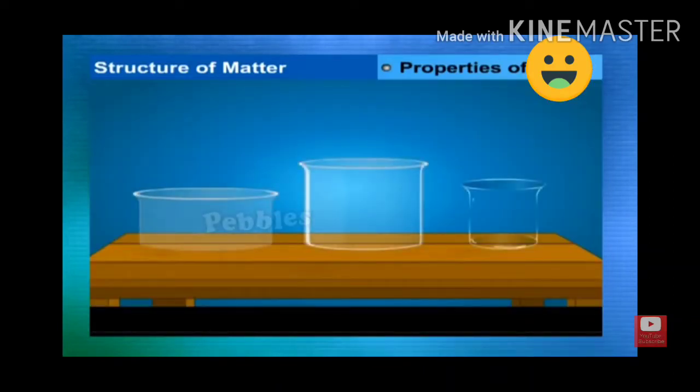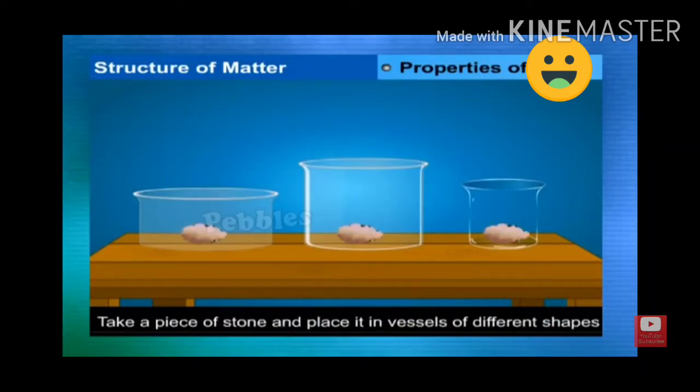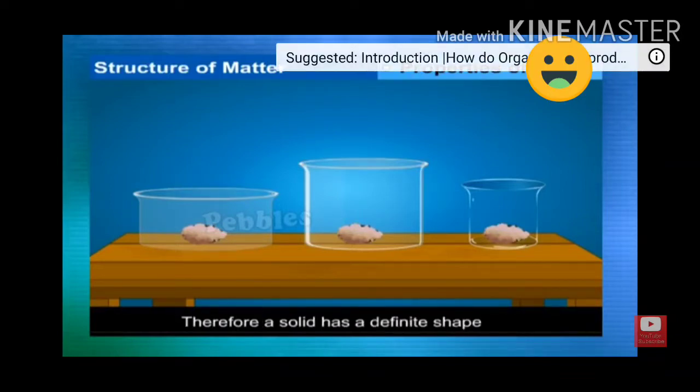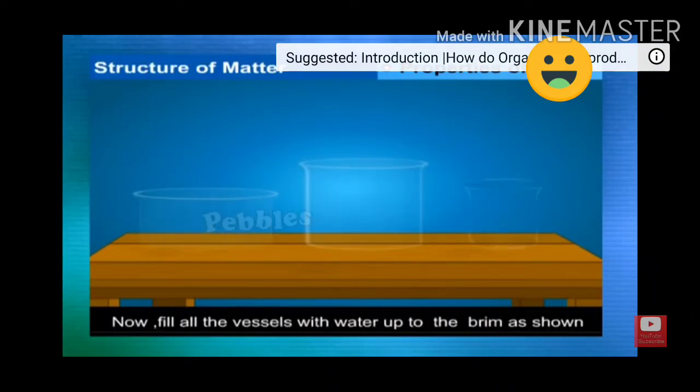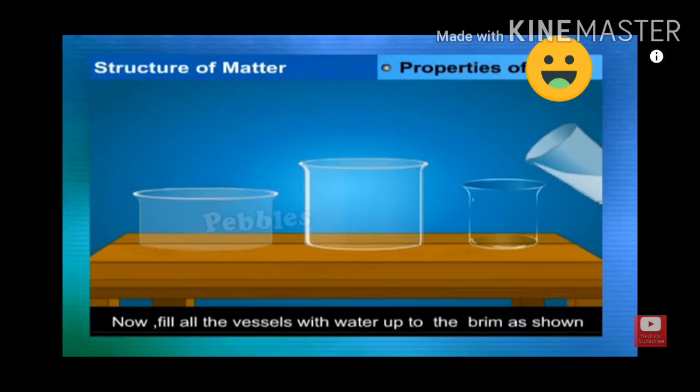Solids have definite shape and volume. Take a piece of stone and place it in vessels of different shapes as shown. We find that the stone does not change its shape. Its shape remains the same in all the three vessels. Therefore, a solid has a definite shape. Now, fill all the vessels with water up to the brim as shown.